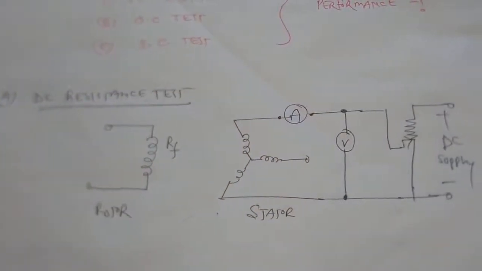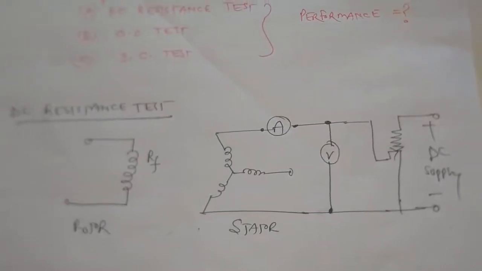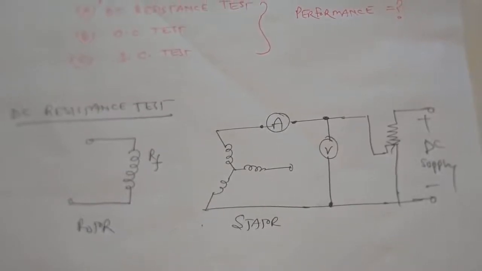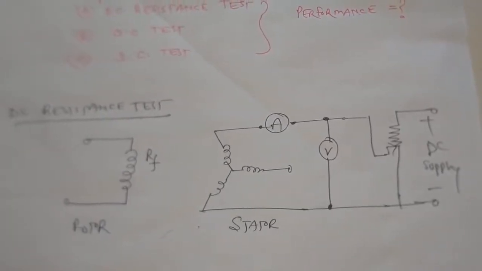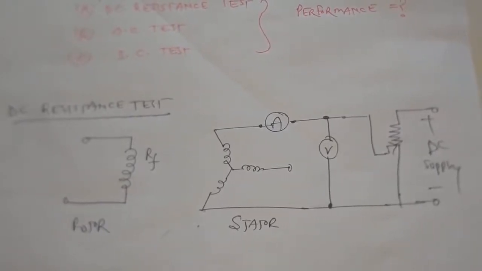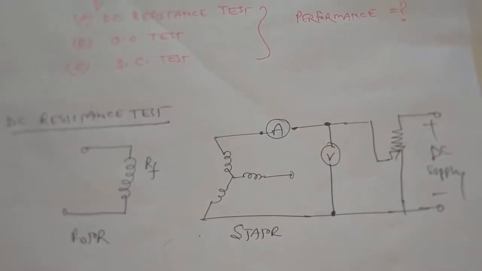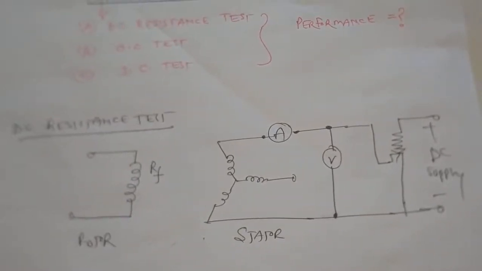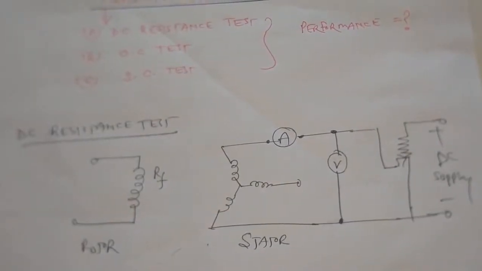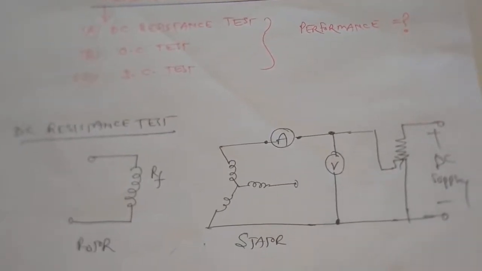We need to arrange the machine as represented in the schematic diagram. You can see that the field winding of the machine is open circuited, and we need to apply the voltmeter across two phases and the ammeter at one phase. Because the third phase of the synchronous alternator is open circuited, the voltmeter is going to measure the voltage across the two windings which are connected in series, and the ammeter is going to measure the current flowing through this winding. In that sense we have supplied the DC supply.